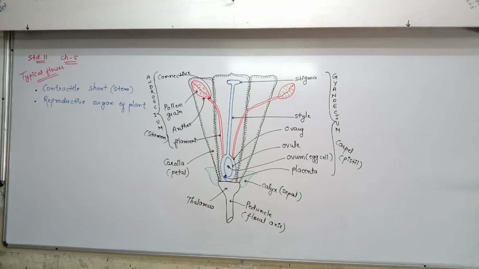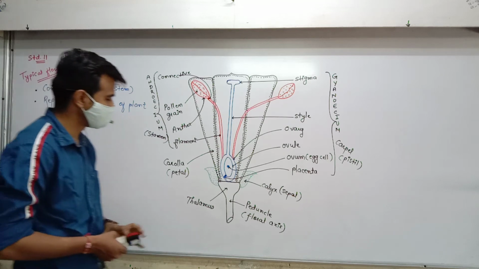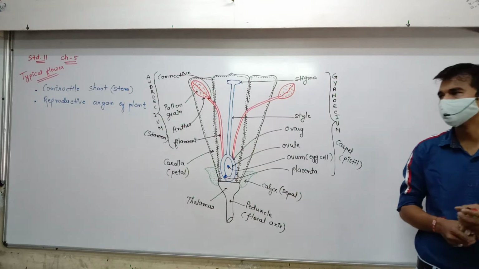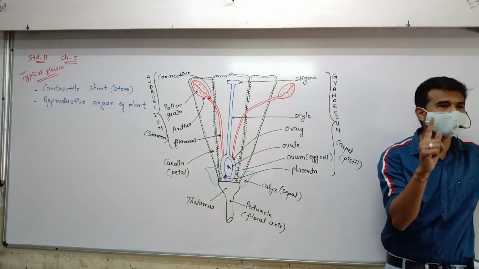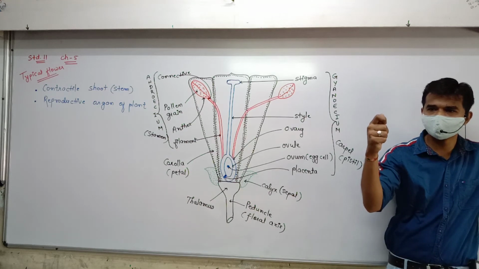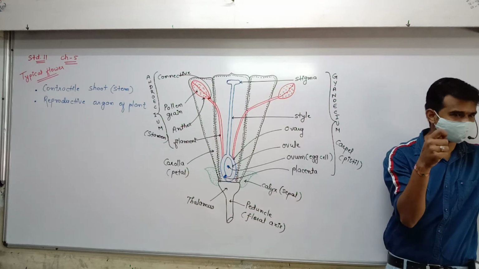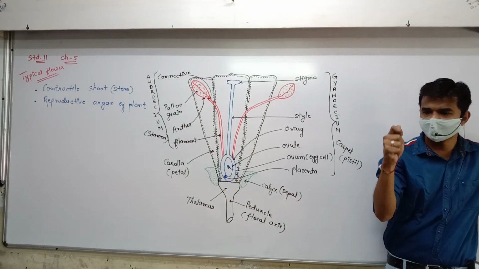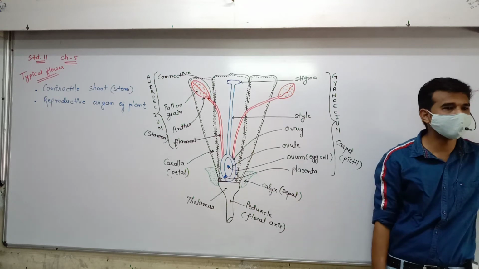See, in the typical flower, we define the flower in this way. Okay? Now let us discuss the flower in detail. Here, this is bisexual flower. Here, the floral axis means we can hold the flower with the rod-like structure. With the rod-like structure through which we can hold the flower, it is known as peduncle.